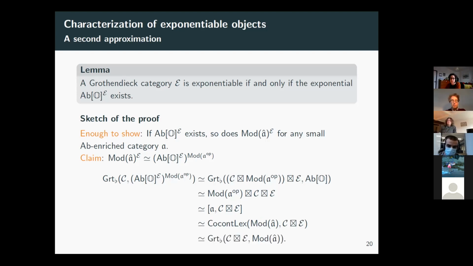And this is nothing but the flat morphisms from C times E to mod A hat, proving that indeed the E mod A hat to the E is nothing but this. So we are done. We can check exponentiability only on this base. Then it exists for any other base.